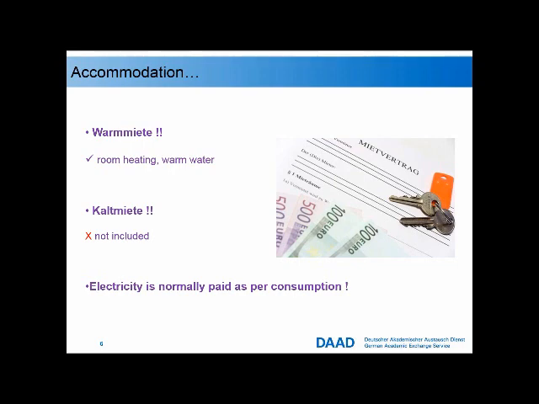Sometimes it's a fully furnished apartment. Sometimes you have semi-furnished. Sometimes you have warm meter, cold meter. These two concepts: a contract with warm meter means you have room heating and warm water included in your contract. Cold meter means room heating and warm water are not included in your contract.